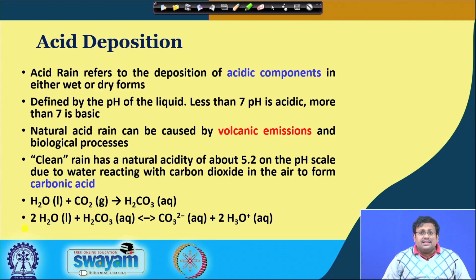As you can see in this slide, when liquid water reacts with carbon dioxide, it produces carbonic acid. This carbonic acid again dissociates into carbonate as well as hydronium ions. So this is how clean rain basically behaves.